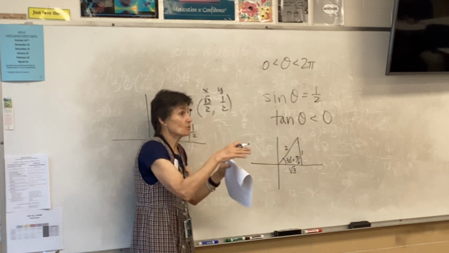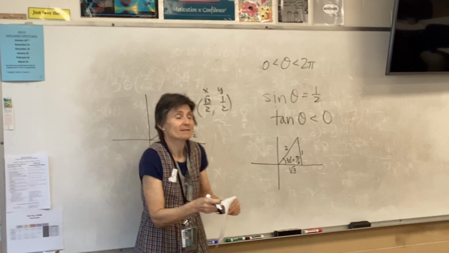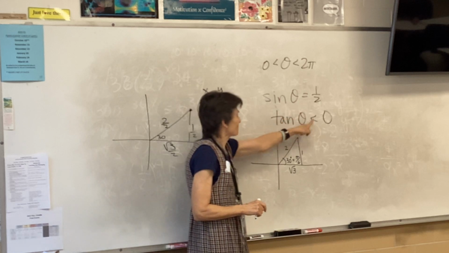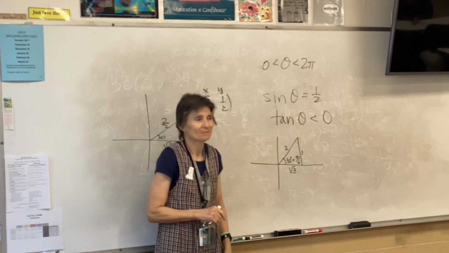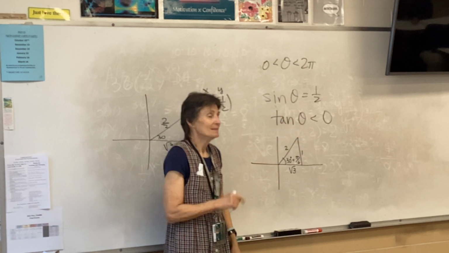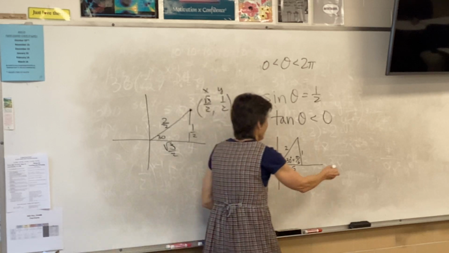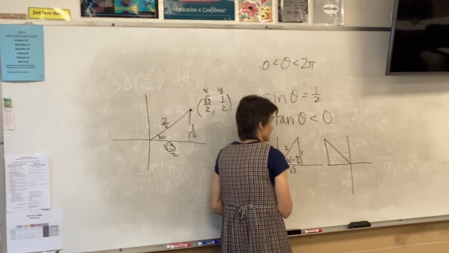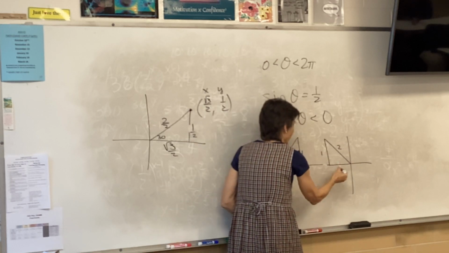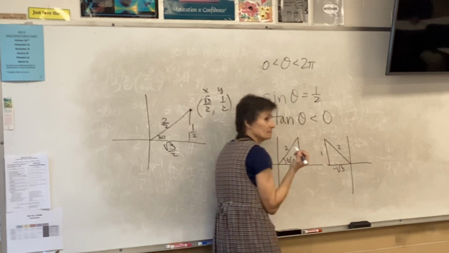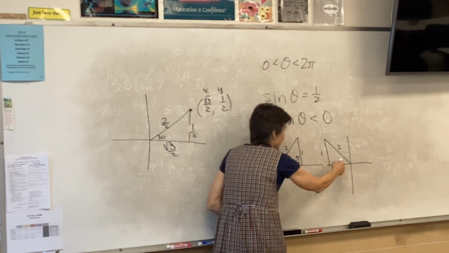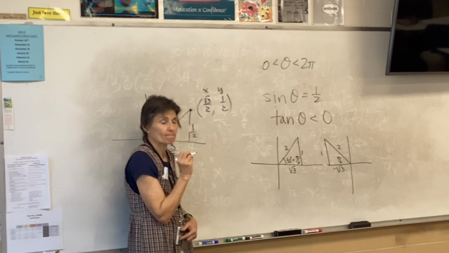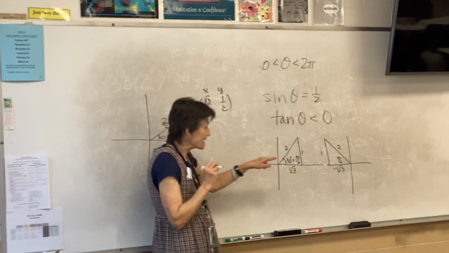So the answer to the problem is not pi over 6. Because why? Tangent has to be negative. Okay? Now, if I draw a triangle over here that has a sine of 1/2, isn't this angle still pi over 6? Is the tangent negative?